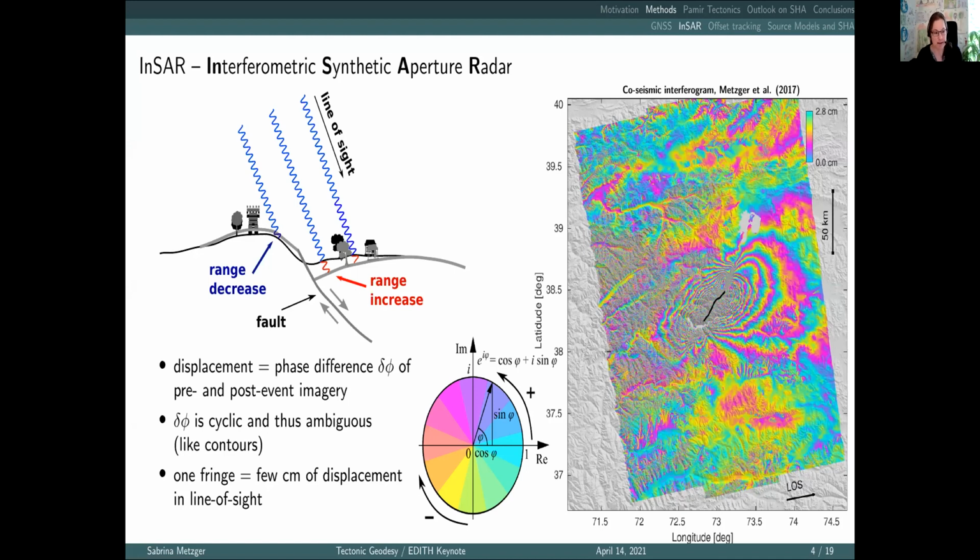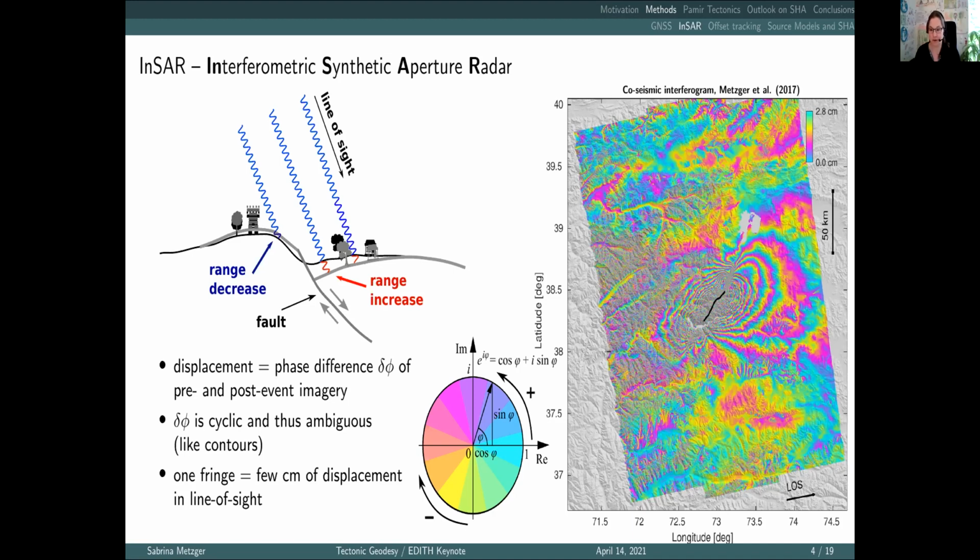The problem with the radar interferograms is that the phase is cyclic. So whenever we reach 360 degrees, we jump back to 0, and this is shown in our interferograms as fringes. You see an example interferogram to the right, of which I will talk later.